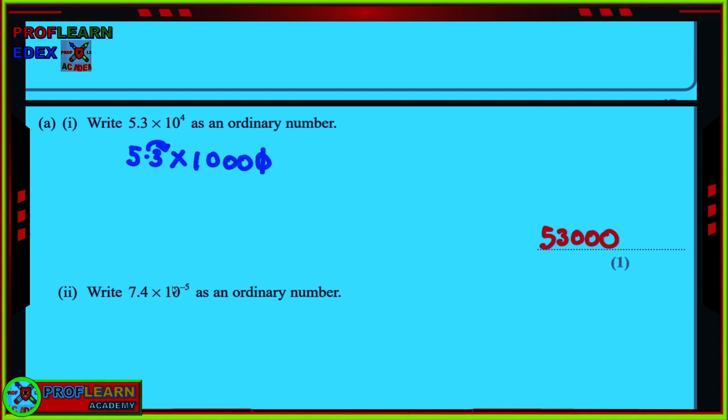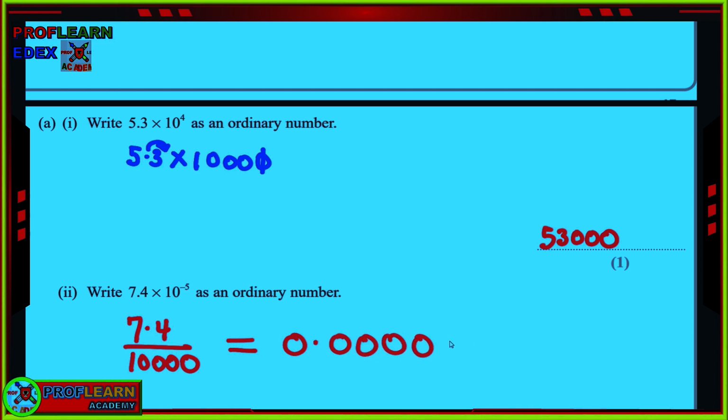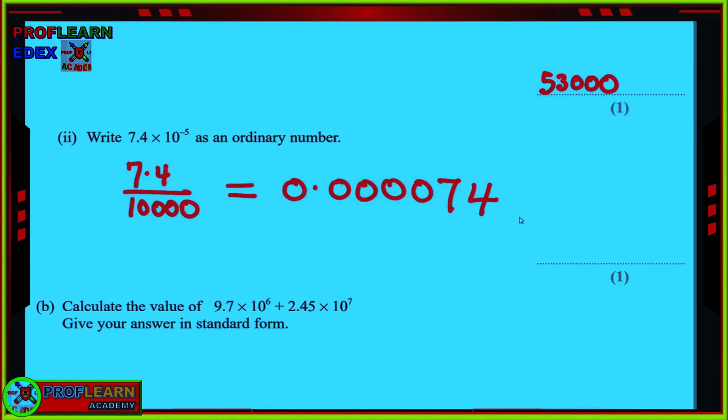You need also to know how you can write such numbers where you have a negative power in standard form. And this means 7.4 over 5 zeros, like that. And finally, this is going to translate to 0.000074 as our number in the ordinary form.